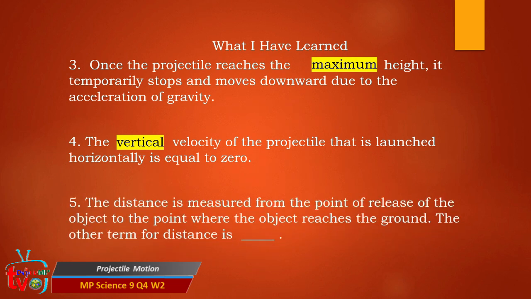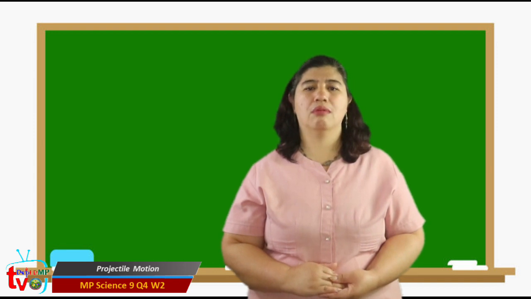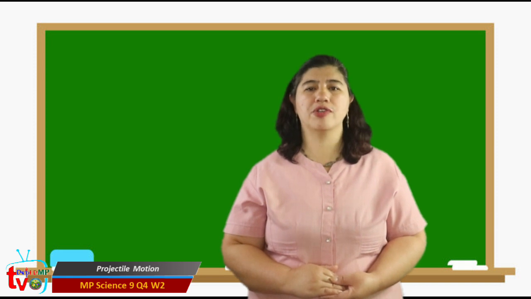And for the last question, the distance is measured from the point of release of the object to the point where the object reaches the ground. The other term for distance is blank. And the correct answer is range. Did you get it? Well done. If not, you can always go back to the discussion portion on projectile motion.